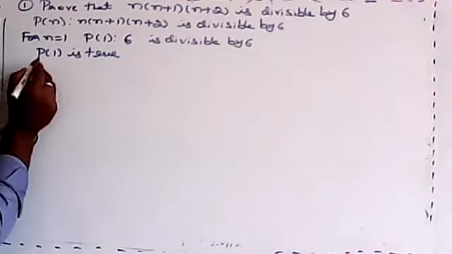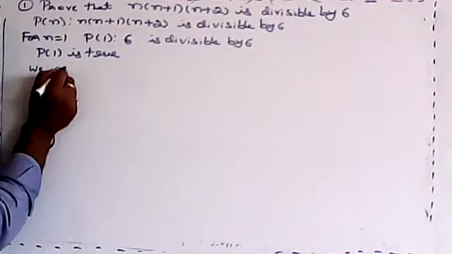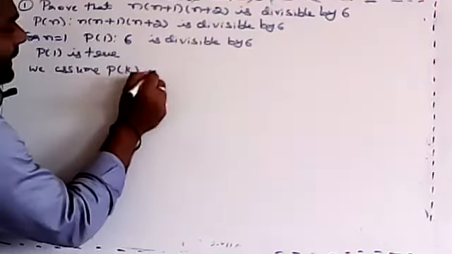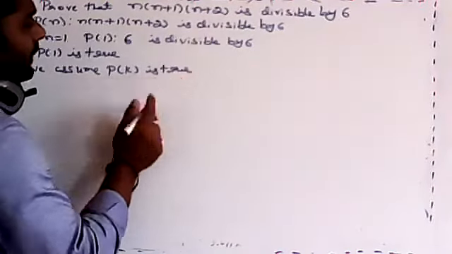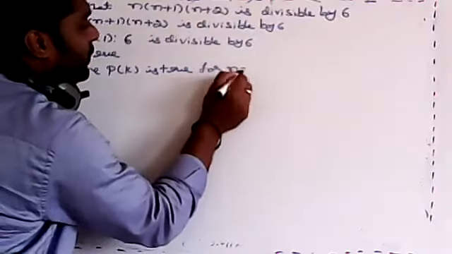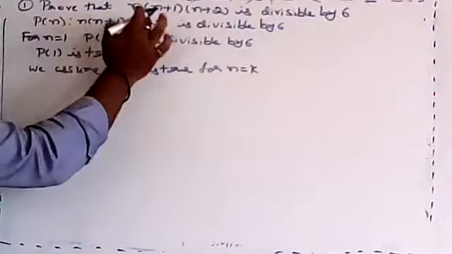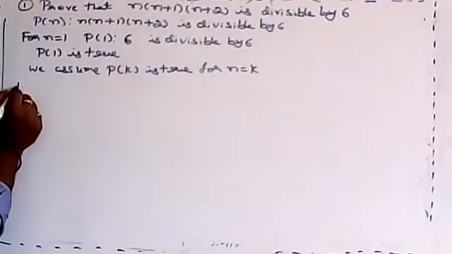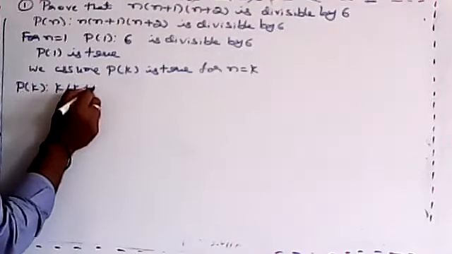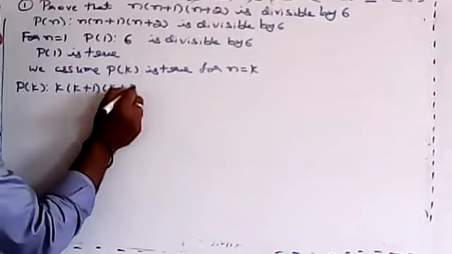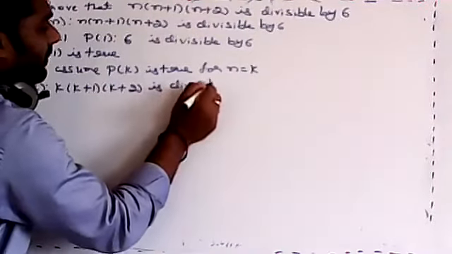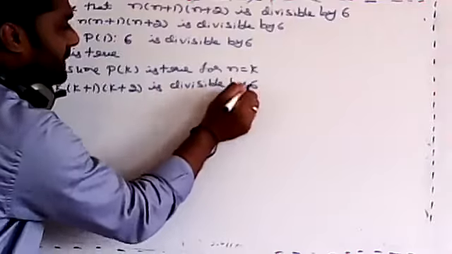Then similarly, we have to assume that what? We assume now P of k is true. It is also divisible by 6, true for n is equal to k. So wherever the n is there, you replace it by k. So we'll get what? P of k is k into k plus 1 into k plus 2 is also divisible by 6.